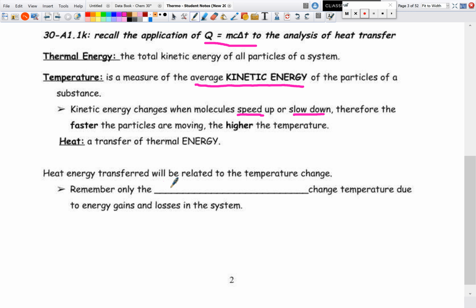And remember, only the surroundings will change temperature due to energy gains or losses in the system. And remember, system is our chemical reaction. So only the surroundings will undergo a temperature change. That means our surroundings are going to get hotter or colder based on what our reaction is doing.